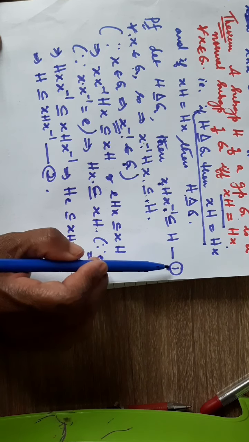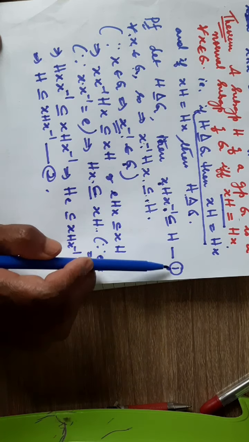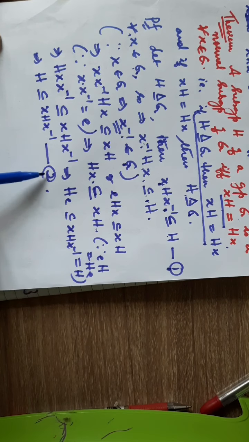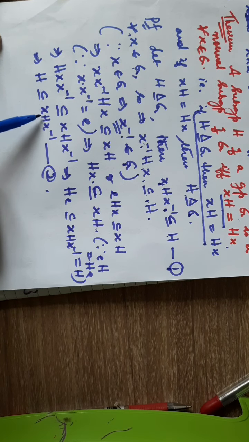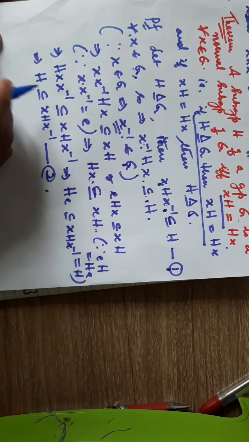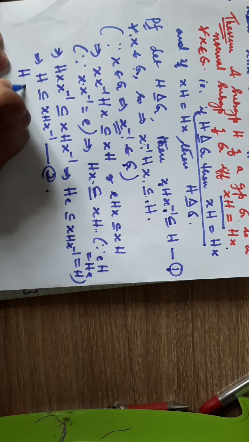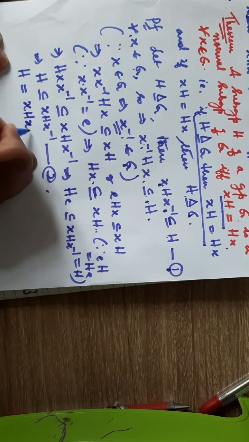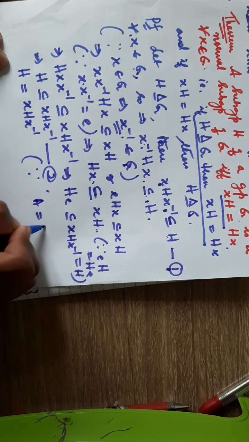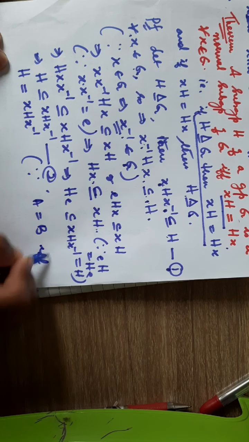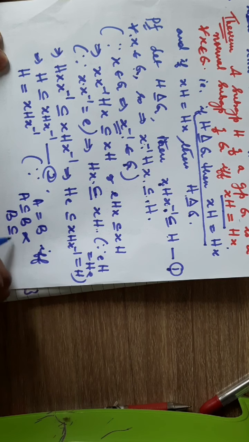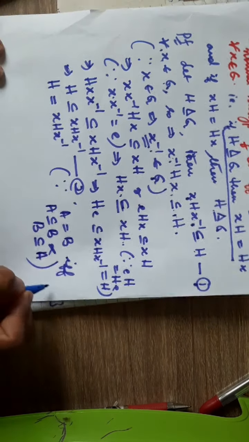Now let us compare equation 1 and 2. In equation 1, I have xHx inverse is contained in H, but in equation 2, it is the other way. H is contained in xHx inverse. Now 1 and 2 will be possible only if H is equal to xHx inverse. This is from the property of sets: A is equal to B if and only if A is contained in B and at the same time B is contained in A.